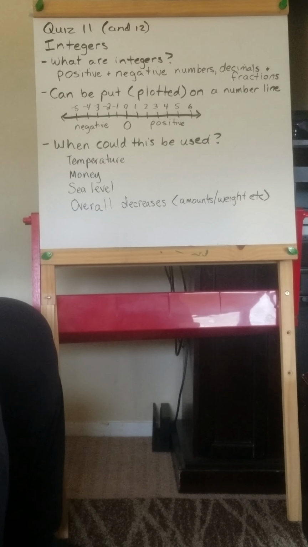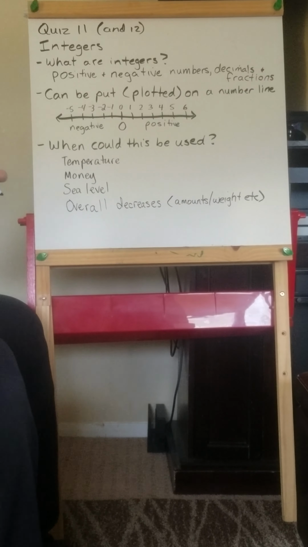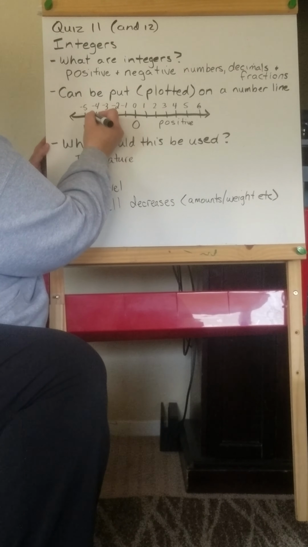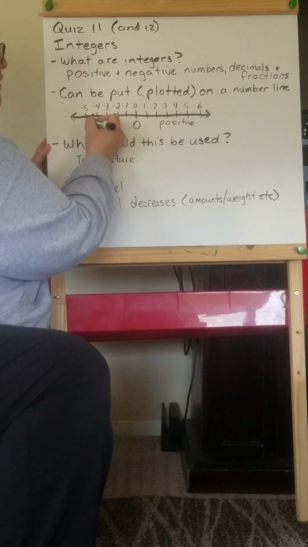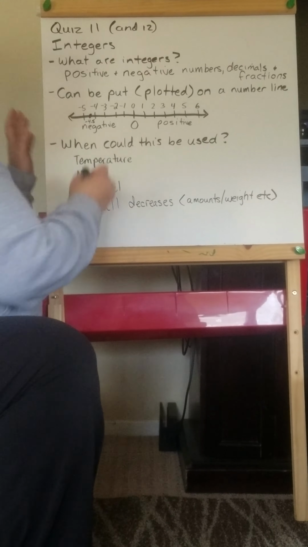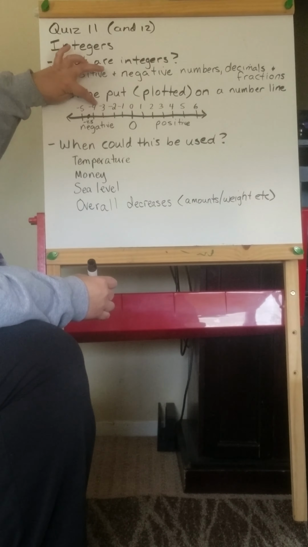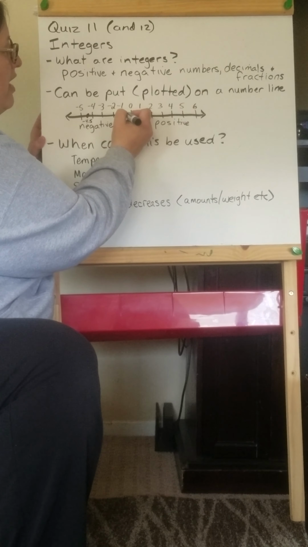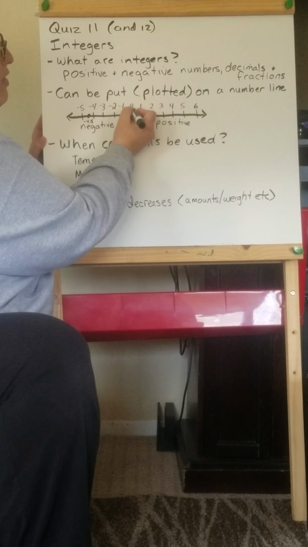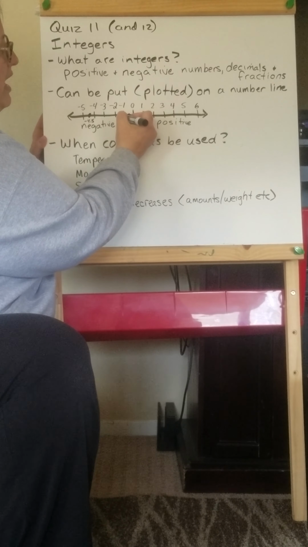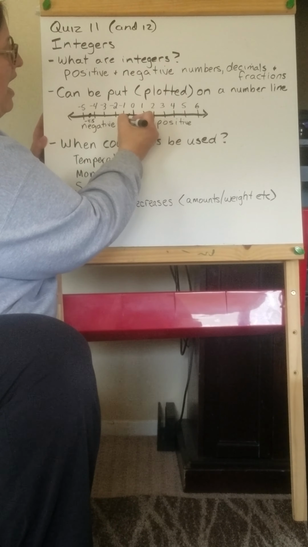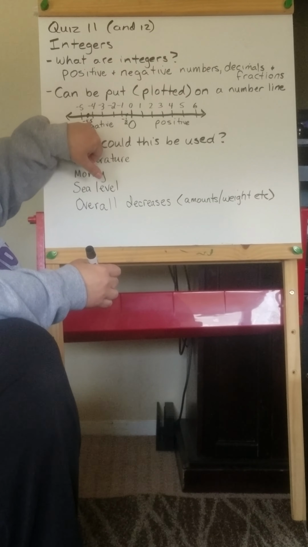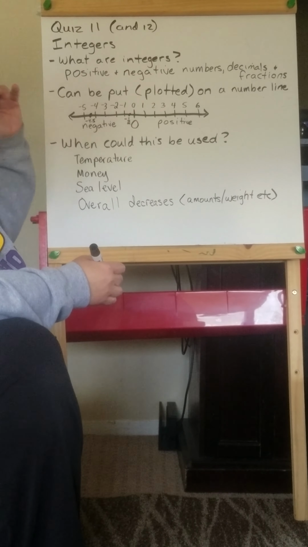Keep in mind that you can plot decimals, you can plot fractions. So for example, right here, this would be -4.5 because it's right between the 4 and the 5. If I wanted to do something over here, between the 0 and the -1, this would be, say, -1/2, right in between the 0 and the -1. So notice again, we can have decimals, we can have fractions.